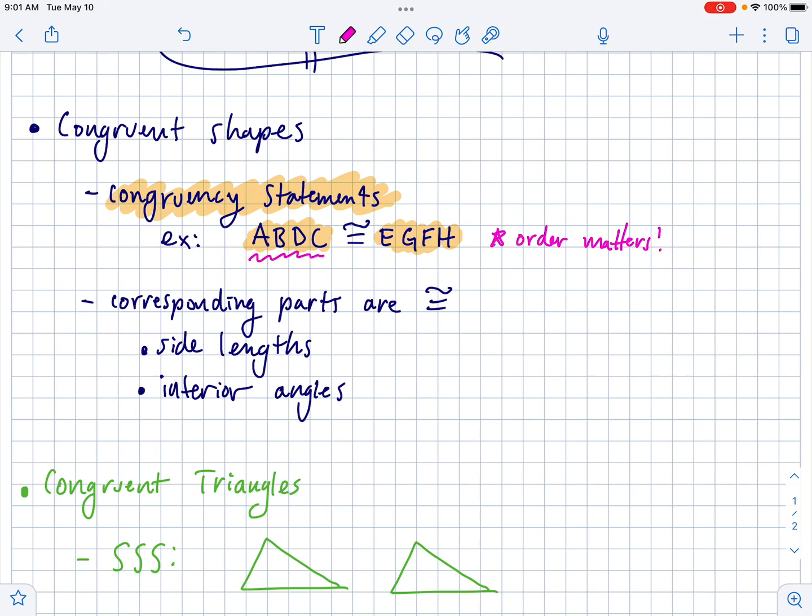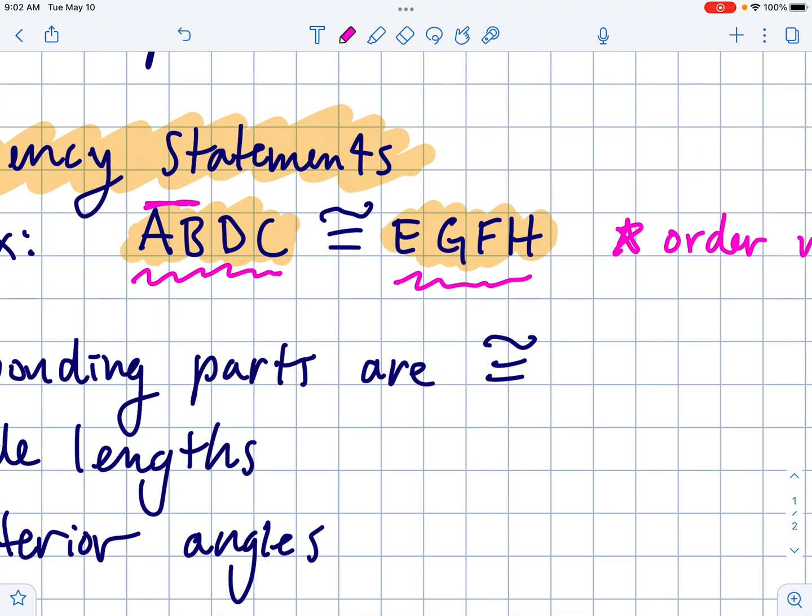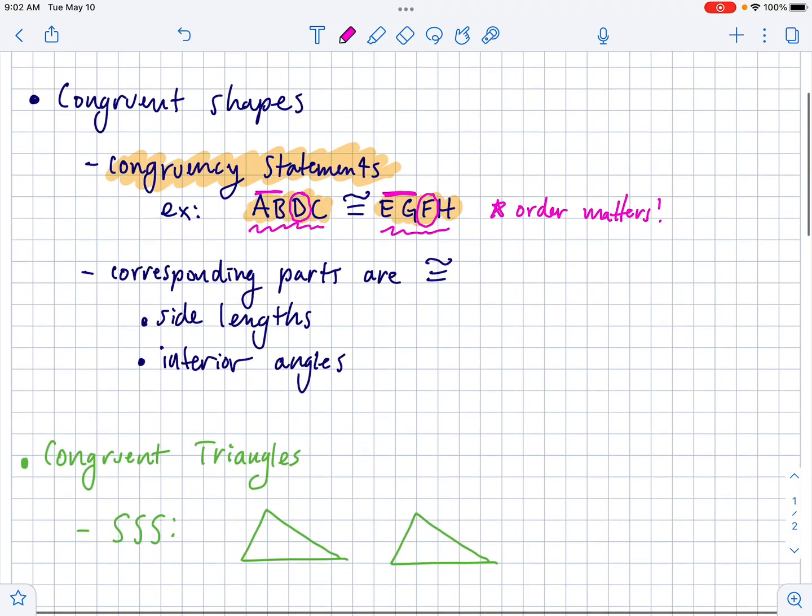Remember, if you have this roadmap of a congruency to another one, you can use that to tell which sides are congruent to each other. For instance, I know without even looking at this shape that side AB is the same as EG in the second diagram, or angle D is the same thing as angle F in the second one.